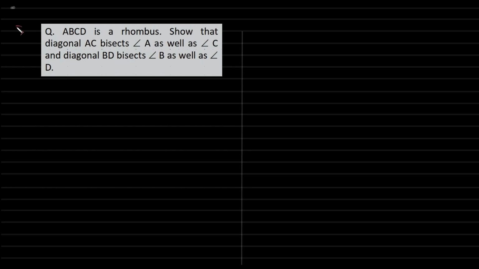ABCD is a rhombus. Show that diagonal AC bisects angle A as well as angle C, and diagonal BD bisects angle B as well as angle D. So I'll show you guys the diagram. You pretty much have to figure out the rest of it.